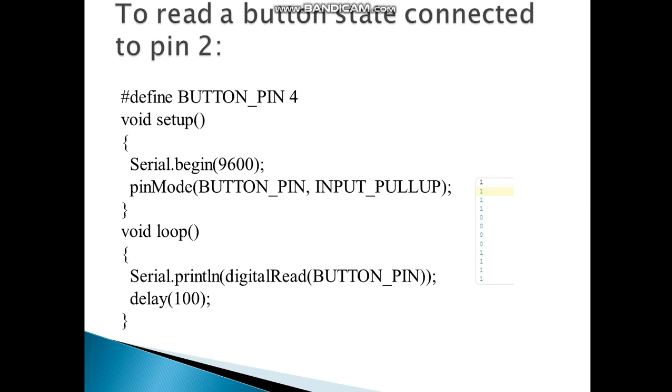Next, to read a button state connected to pin number 2. Define button pin as 2. Void setup, Serial.begin. Serial.begin is used to print the values, the output, in the serial monitor. And pinMode button pin comma INPUT. Next, void loop, Serial.println digitalRead button pin, delay 100. When you press the button, the output will be 1, and when you do not press the button, the output will be 0. It is printed in the serial monitor.